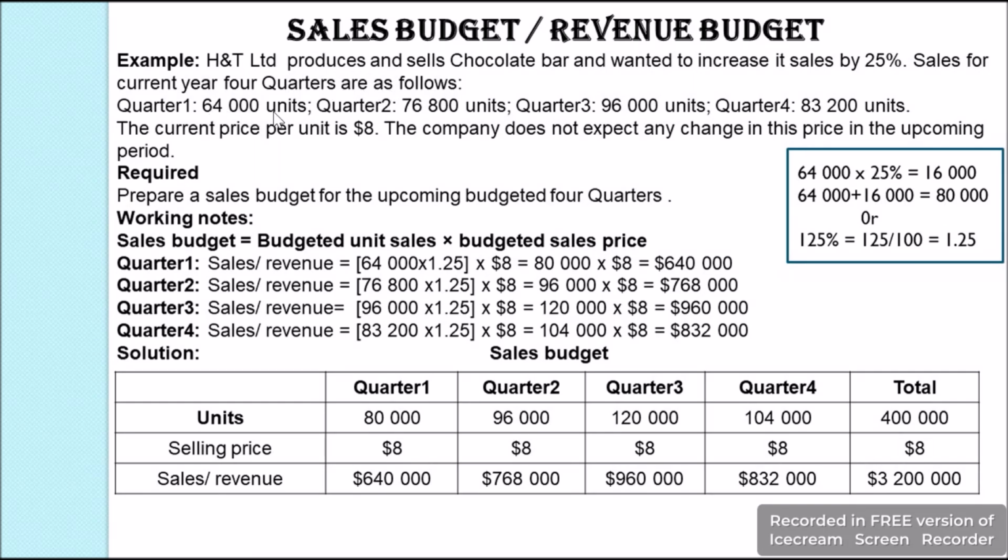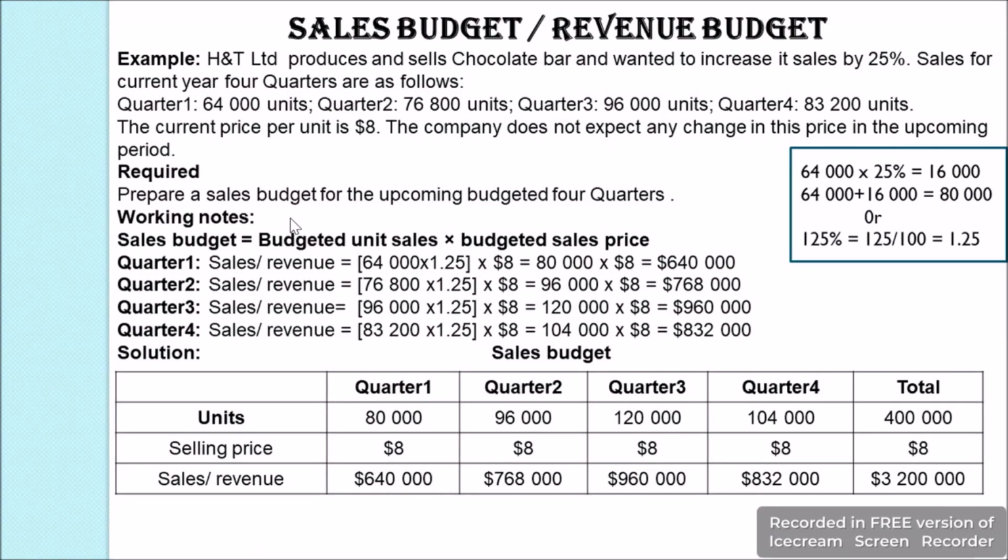Quarter 1 64,000 units, quarter 2 76,800 units, quarter 3 96,000 units and quarter 4 83,200 units. The current price per unit is $8 and the company does not expect any change in the price in the upcoming period. We are asked to prepare the sales budget for the upcoming budgeted 4 quarters. Now let's start with the working notes.